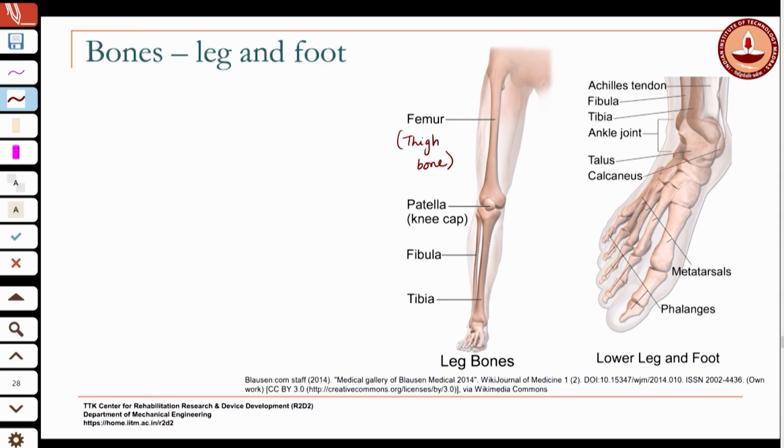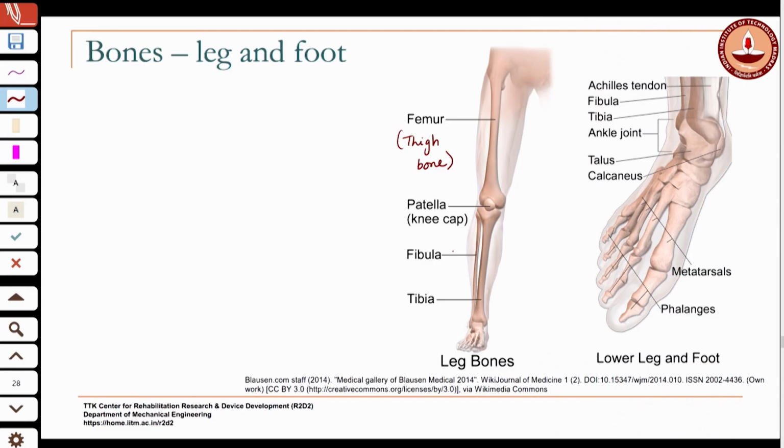Then you have the tibia. So, the knee joint is only formed by articulation between the femur and the tibia. The fibula does not participate in forming the knee joint. The fibula runs parallel to the tibia in the lower leg, but it does not really participate in forming the knee joint. However, at the bottom it participates in forming the ankle joint with the talus bone.